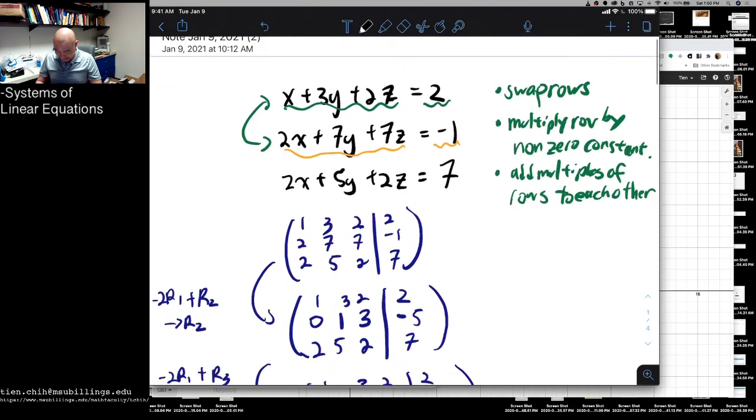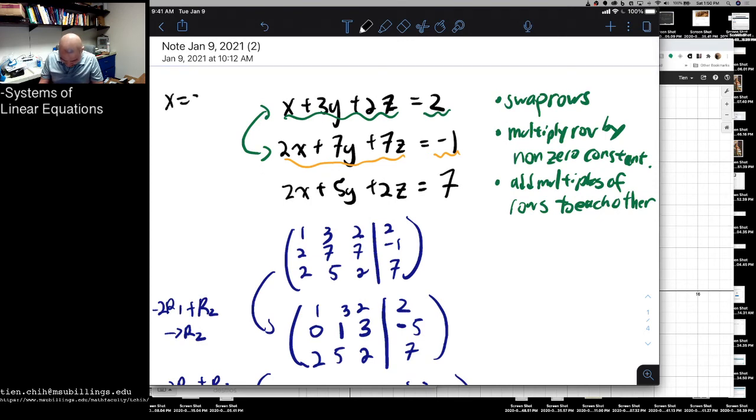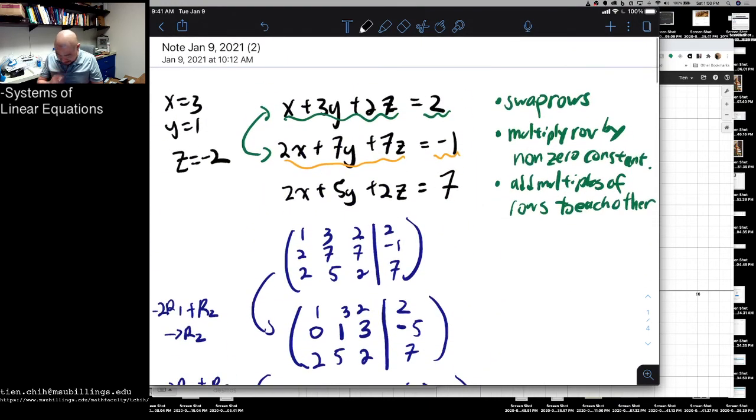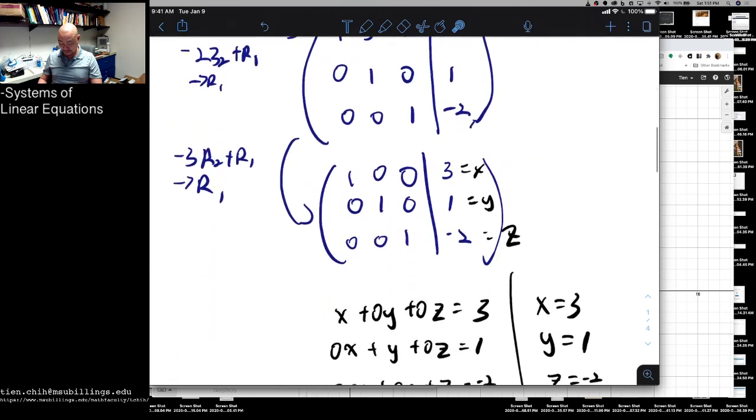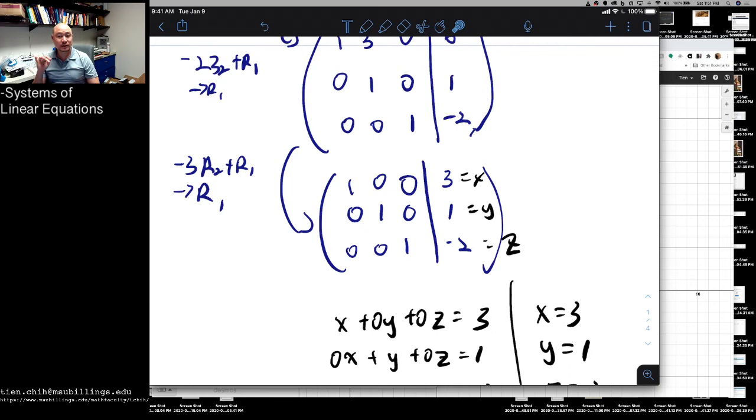So to verify, if I say, all right, what did I say? x is 3, y is 1, z is negative 2. Let me make sure that that's in fact what we got. Yep. All right, then we could check. 3 plus 3 is 6, minus 4 is 2. 6 plus 7 is 13, minus 14 is negative 1. 6 plus 5 is 11, minus 4 is 7. So yes, all three things are satisfied. And so what we have found here then is the solution to our original system of equations.